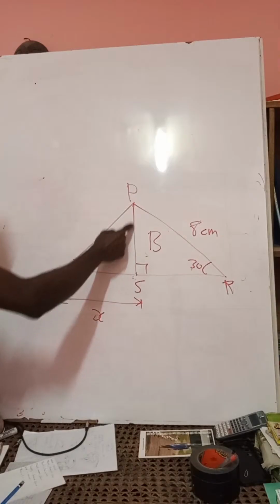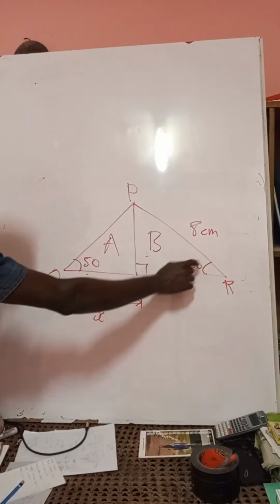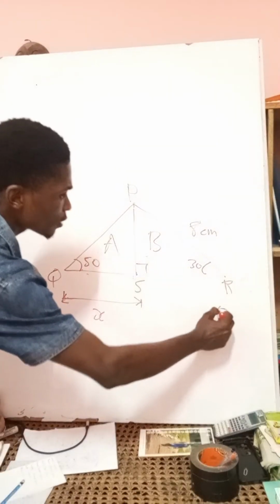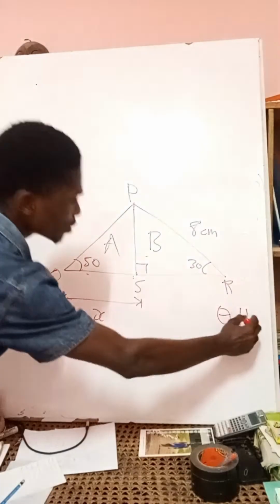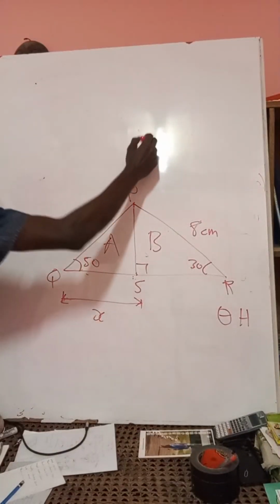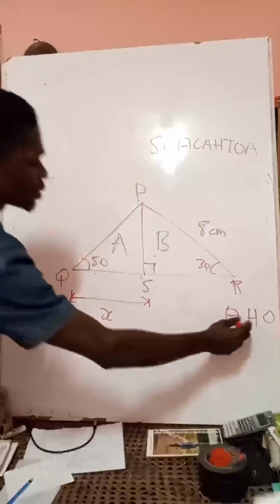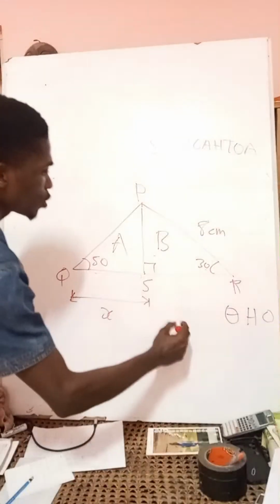From this one, how can you find this side? The opposite. You have the hypotenuse, you have an angle. How can you find the opposite? Which ratio should you use? We have theta, we have the hypotenuse. From SOHCAHTOA, we use sine because you are looking for the opposite.